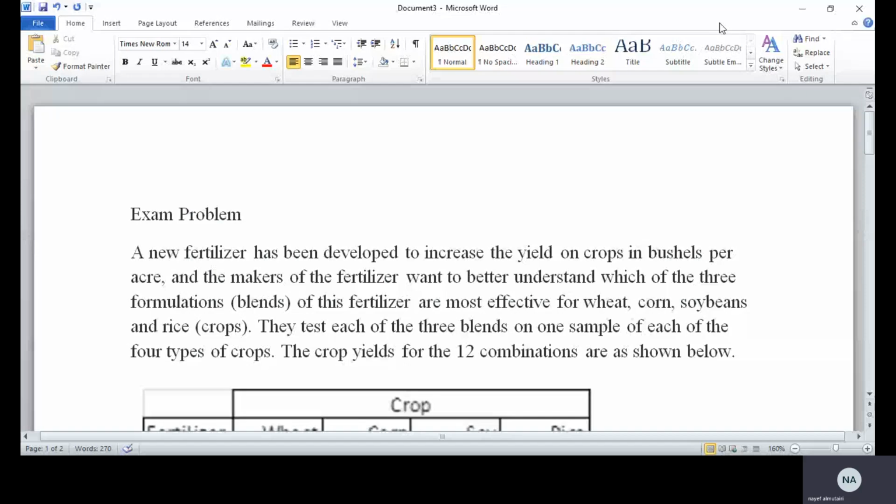Today we will start the last concept in this class, and this is an exam problem that I will try to explain: two-way ANOVA.